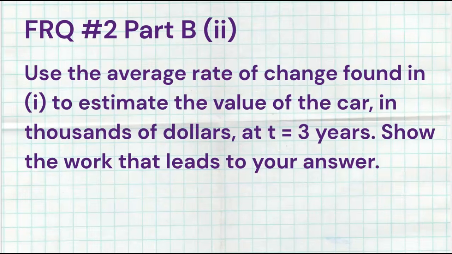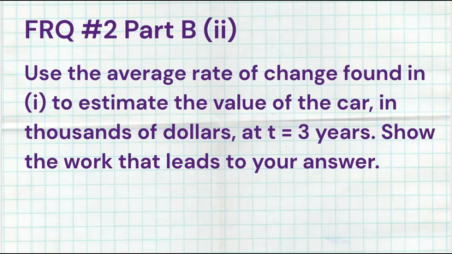All right, now for part B, double I. We have to use that average rate of change found in part single I to estimate the value of the car in thousands of dollars at t equals 3 years. Show the work that leads to your answer. Now, what a lot of kids do wrong is they actually use the model that they found back in part A.